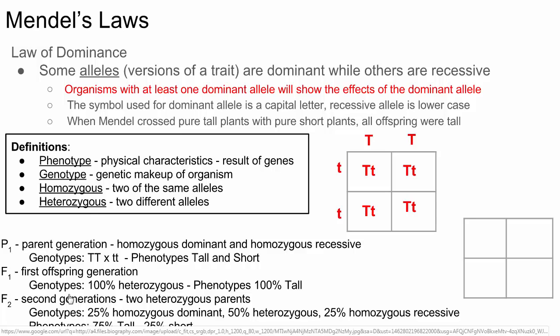So the parent generation, the P generation, are the original parents. When Mendel did his work, his parent generation was pure tall plants and pure short plants. And when he crossed them, 100% of the offspring, the F1 generation, the first generation of offspring, were all hybrids. Okay? They were 100% heterozygous. They were 100% tall phenotypes. Then Mendel would take two of these F1 plants and cross them together to produce the next generation, the F2 generation.